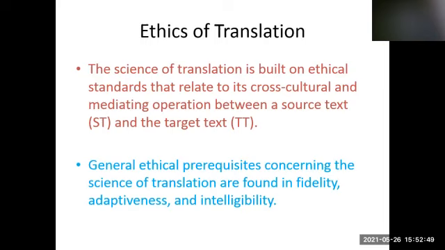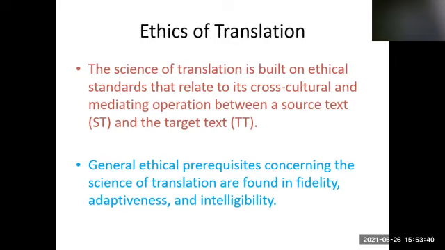The general ethical prerequisites, the general ethical codes, conditions that we need to pay attention to are found in three things. The first thing is fidelity. This is what we mean by when I said honesty. Honesty. You have to move the meaning, the same meaning, from one text to another, from the ST to the TT. You cannot change the meaning. Because if you change the meaning, then you are changing everything. So we're speaking here about number one, fidelity, honesty.